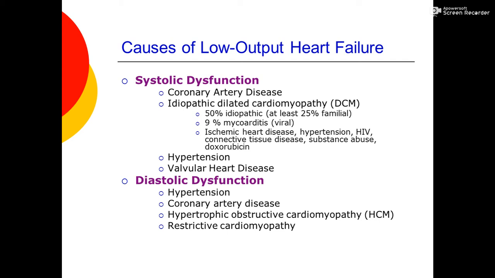50% are idiopathic, at least 25% are familial, so in 50% the cause is unknown. In 10% there may be myocarditis, which may be viral. Other causes are ischemic heart disease, hypertension, HIV, human immunodeficiency syndrome, connective tissue disease, substance abuse, and doxorubicin. Hypertension is another cause, as is valvular heart disease. All these are causes of systolic dysfunction.